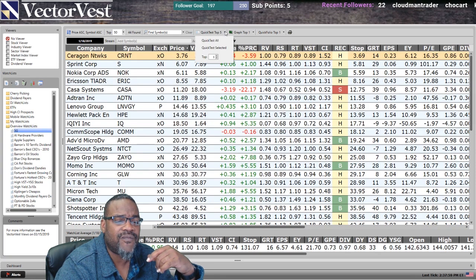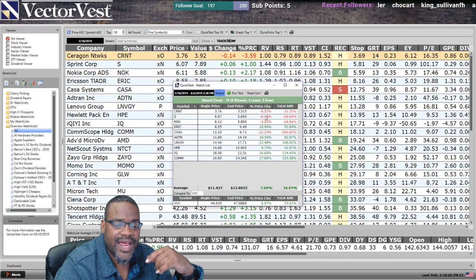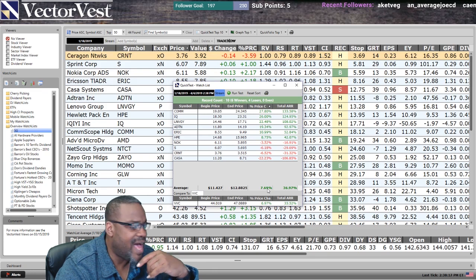Let's change this from 5 to 10. Still looking at it sorted by price. Let's see. Did I have an opportunity? Look at that. 10 stocks, I got more of an opportunity to make money. And maybe only cherry pick the stocks that are moving. So now that number actually would be higher.